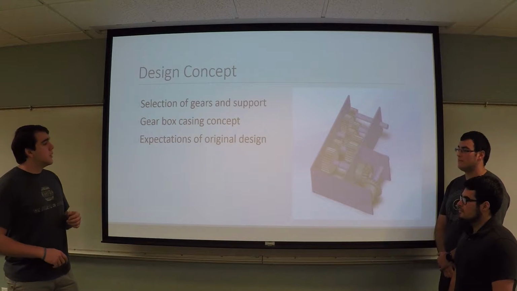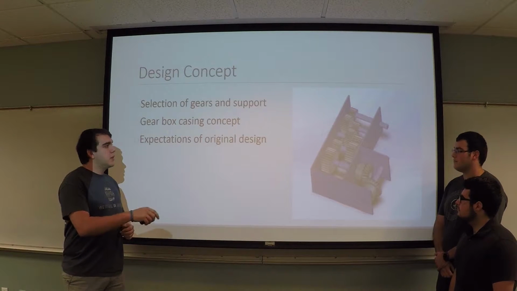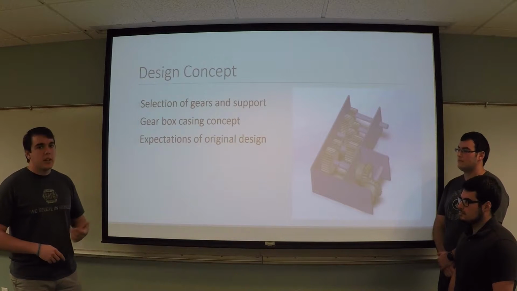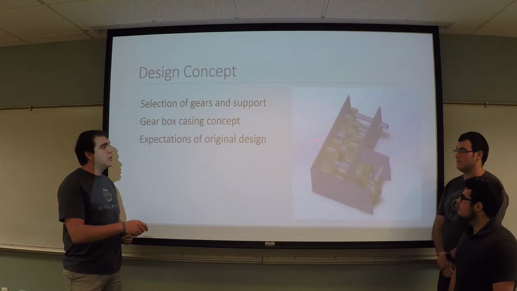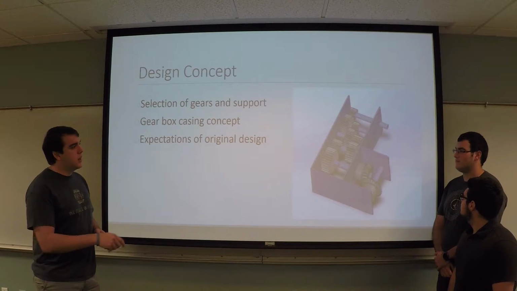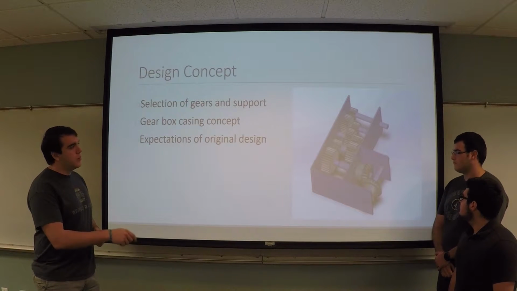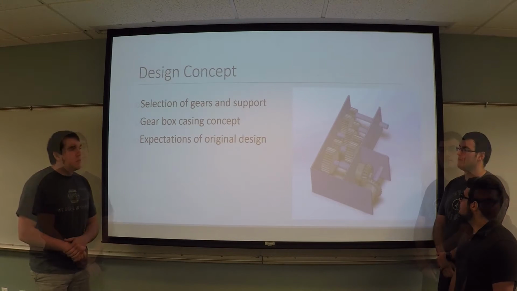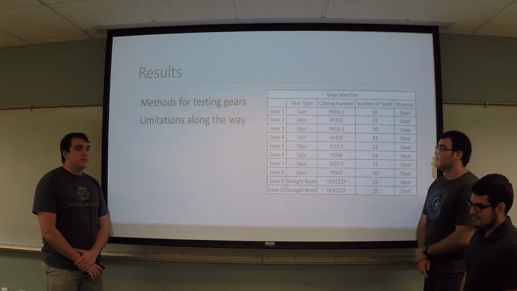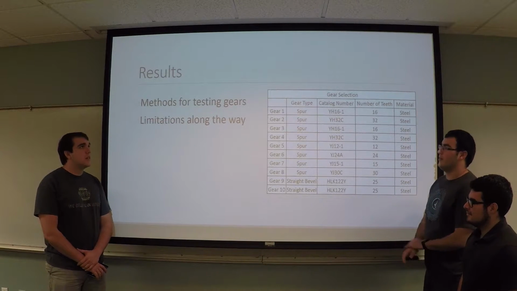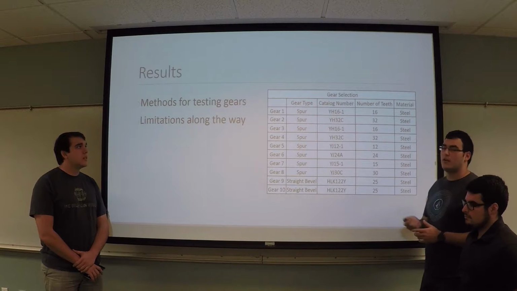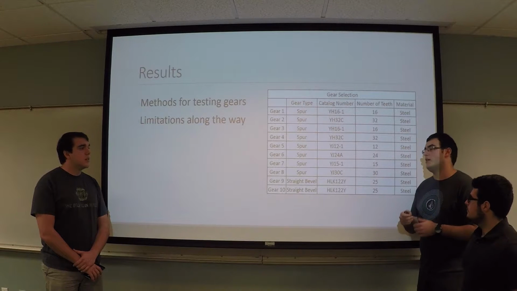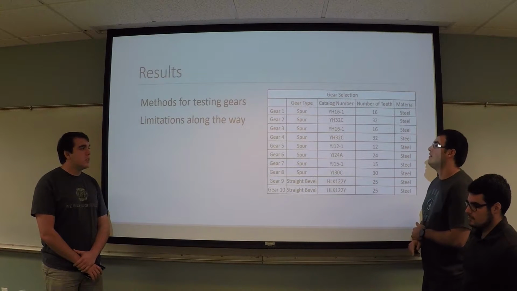Now for the design concept, here's our final design iteration. We selected the gears from the Boston design catalog, and here we can see four gear reductions, and at the end we can see a bevel gear in order to make the input perpendicular to the output. So based on the design constraints and parameters, we use the Boston gear catalog to select our gears based on the calculations done, which will be shown in the next slides.